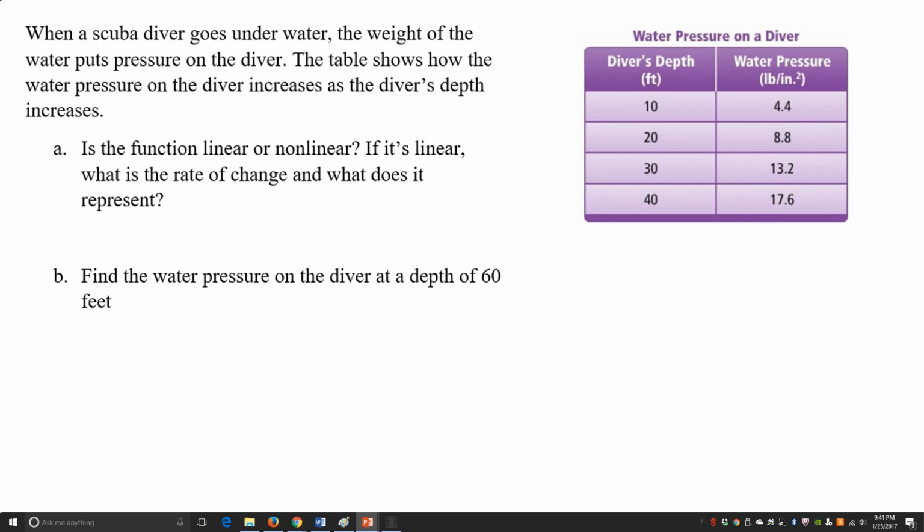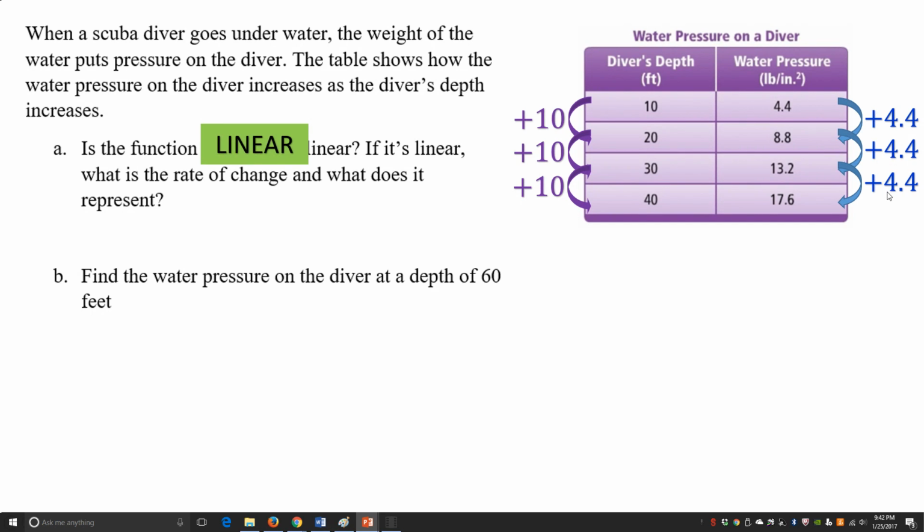Think about, how are you going to determine if it is linear or nonlinear? Well, we have to look, does it have a constant rate of change? From 4.4 to 8.8, 8.8 minus 4.4 is plus 4.4. 13.2 minus 8.8 is plus 4.4. So each of these is having 4.4 more pounds of pressure added for every 10 feet of depth, because each of these are changing by 10. Therefore, it is linear because these are constant.